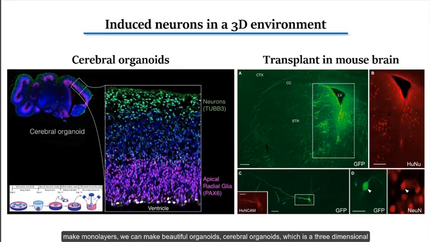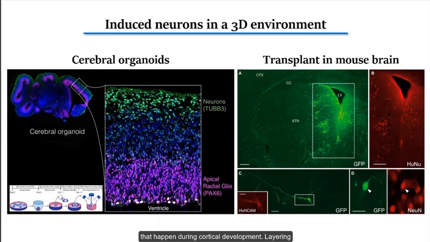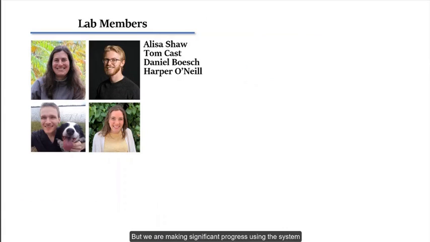Not only these monolayers, we can make beautiful cellular organoids, which are three-dimensional constructs where cells are folding and making layers, as happens during cortical development, layering of different types of neurons. At the same time, you can also transplant these cells into mouse brain, and they migrate into different areas. So it's an exciting time to be in stem cell biology, not only on the transplantation, clinical side, but to understand molecular function using a human neural environment.